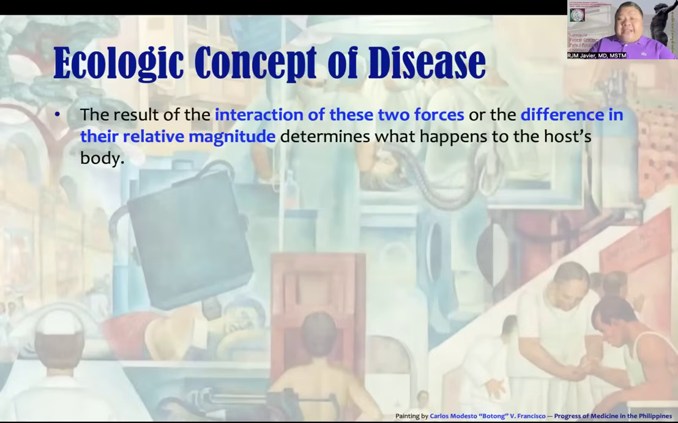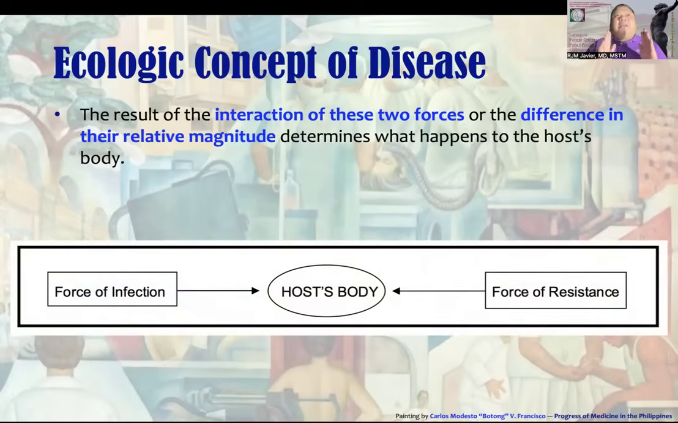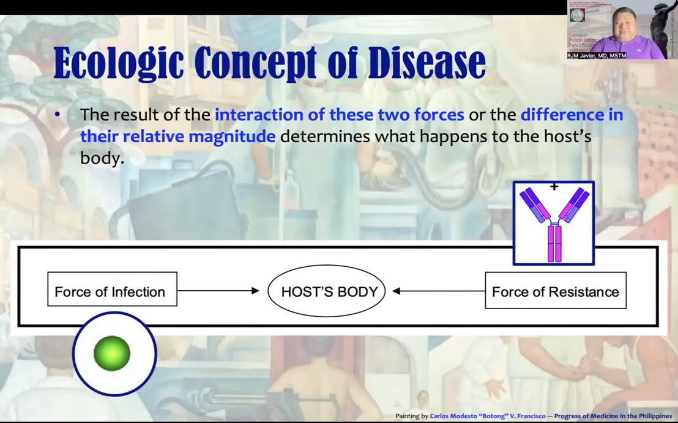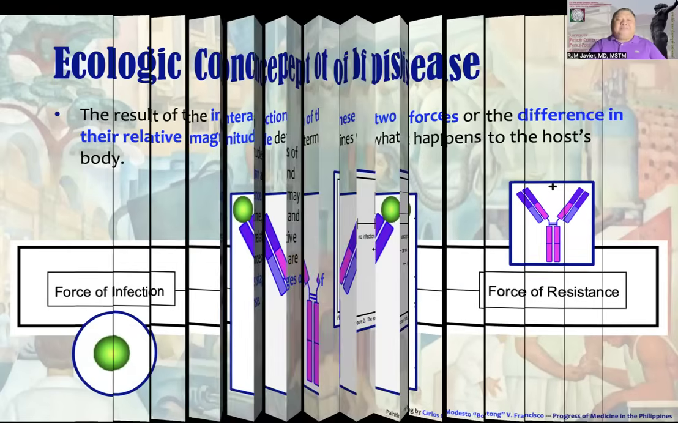The result of the interaction of these two forces of the agent and the host, as well as the differences in their relative magnitudes, will determine what will happen to the host's body. So basically, if there is equilibrium, let's say you are in a good state of health, the force of infection of the agent and the force of resistance of the human host are able to achieve a certain balance, and so you are still okay, or you still are healthy. However, in the event that, let's say, the human force of resistance is subdued by the force of infection, then that's the time you will develop the disease.